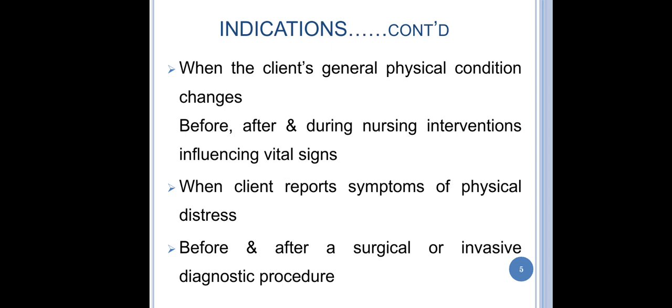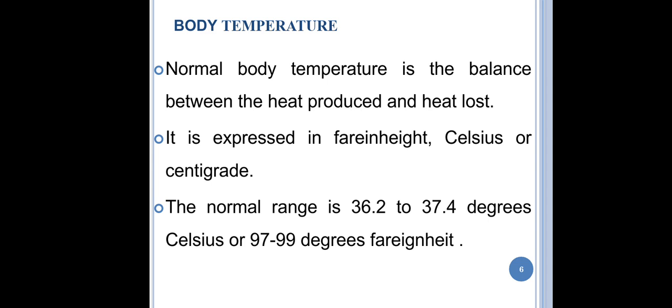Okay, so now let's start looking at each vital sign one by one. We have body temperature. Of course, there are some things we are going to discuss, like abnormalities, how to get it, how to prepare the patient for it, and how to intervene in case of abnormality. So the normal body temperature is the balance between the heat produced and the heat loss.